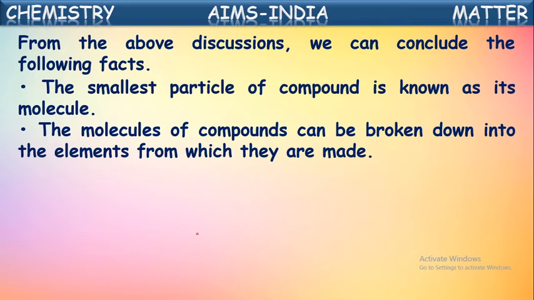It can be broken down into hydrogen and oxygen, but not by physical means. It can be done only by chemical means, by electrolysis or by heating water to very high temperatures. By these means, water can be separated into its elements, that is, into hydrogen and oxygen.